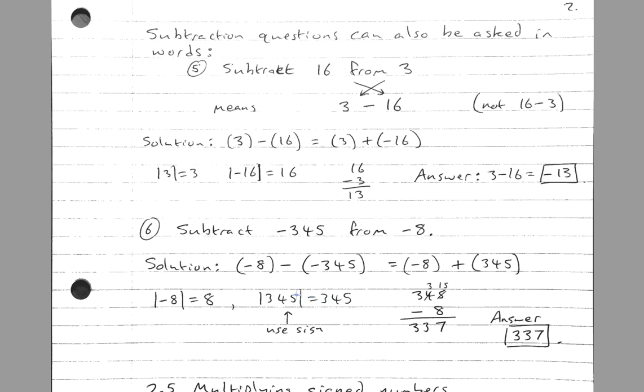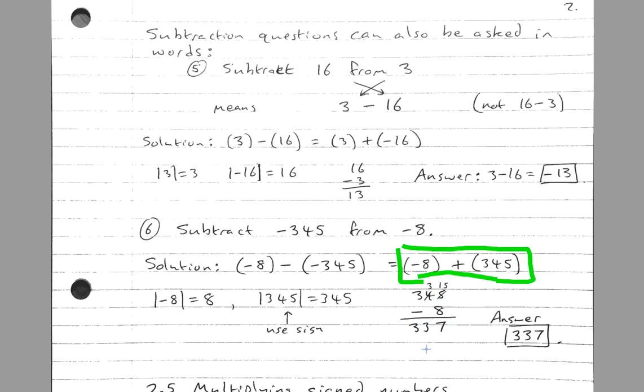So you definitely have to do these carefully. All right, so change this to plus, change negative 345 to its opposite. That's 345. So this is the addition question: negative 8 plus 345. Two different signs, so subtract the smaller absolute value from the larger. So we need 345 minus 8.